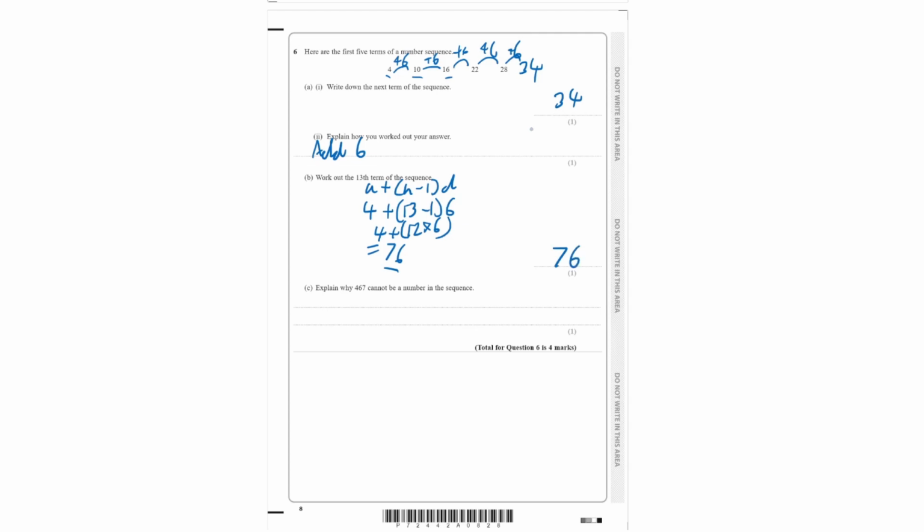Explain why 467 cannot be a number in the following sequence. So why is that? First off, if I erase everything here, you can see that they're all even numbers. Every time you add an even number to an even number, you always get an even number. So you see here, 4 plus 6 is 10, 10 plus 6 is 16. No matter how far we go into the sequence, it'll never be a negative number. So 467 is a negative number.